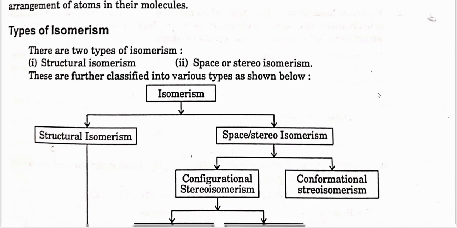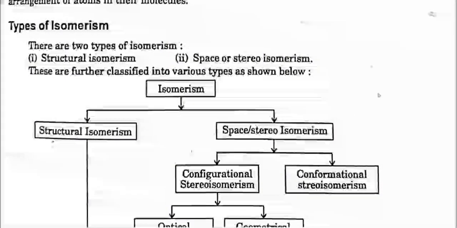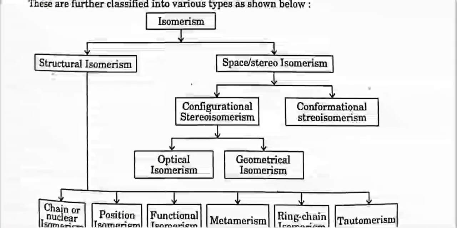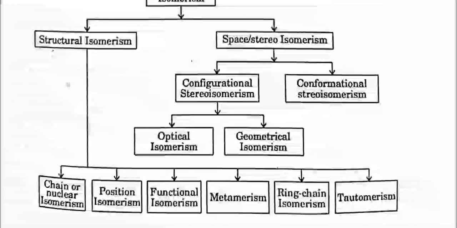There are two types of isomerism: structural isomerism and space or stereoisomerism. These are further classified into various types as shown below. Isomerism: there is structural isomerism and stereoisomerism. Here stereoisomerism has further parts: configurational stereoisomerism and conformational isomerism. And configurational stereoisomerism has two parts: optical isomerism and geometrical isomerism, whereas structural isomerism has six parts: chain or nuclear isomerism, position isomerism, functional isomerism, metamerism, ring chain isomerism, tautomerism. So we discuss them further in detail.